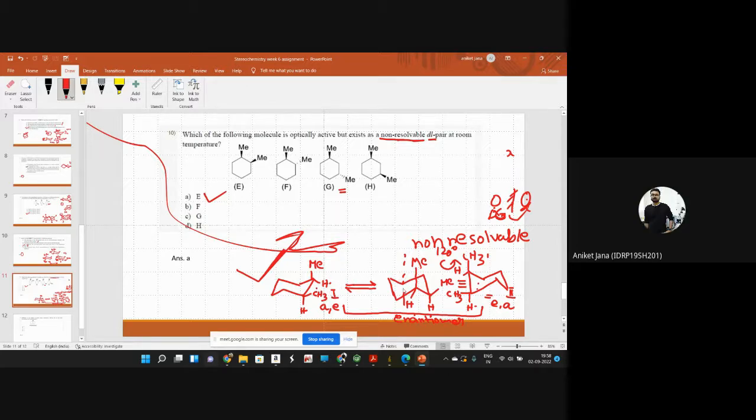Only by flipping and rotation, we are getting the structure two.